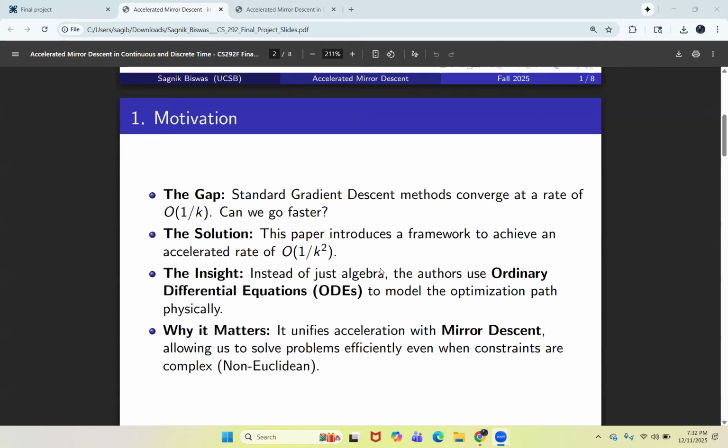Instead of just giving us complicated algebraic update rules, the authors model the optimization process as a physical system, specifically an ordinary differential equation. This gives us a physics-based intuition for why momentum works. And furthermore, it combines acceleration with mirror descent, allowing us to handle complex non-Euclidean constraints very efficiently.